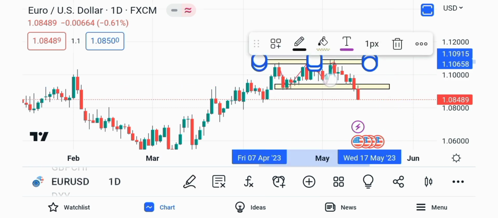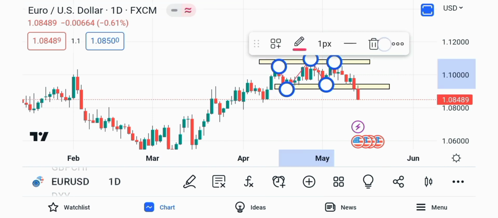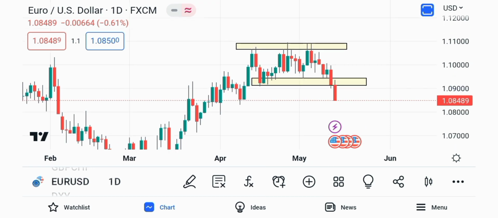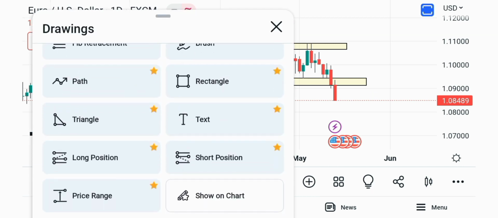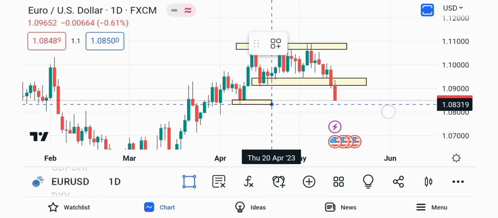Now what you can see is that EURUSD broke the range downward. Then we can also spot another key level here, and another key level at this point.